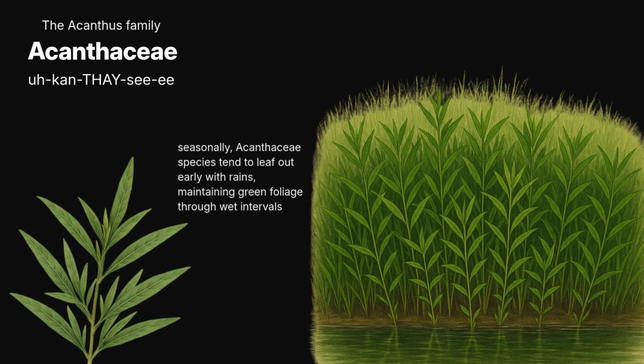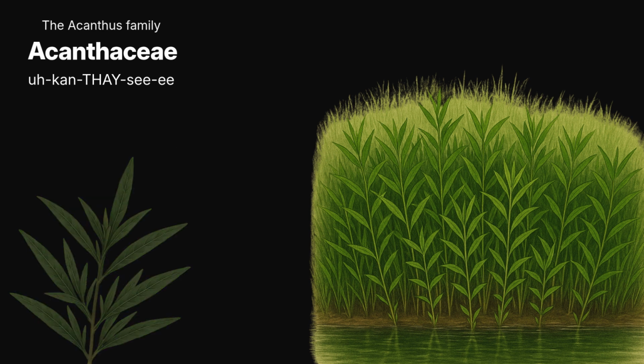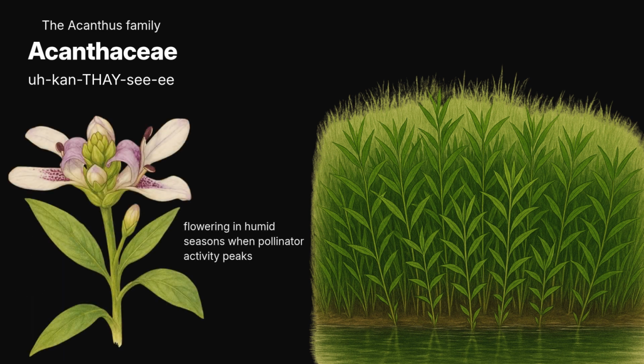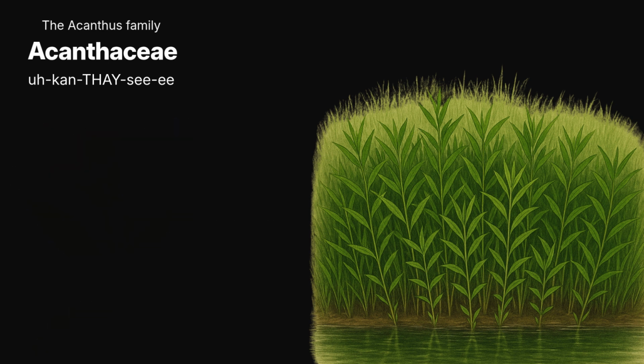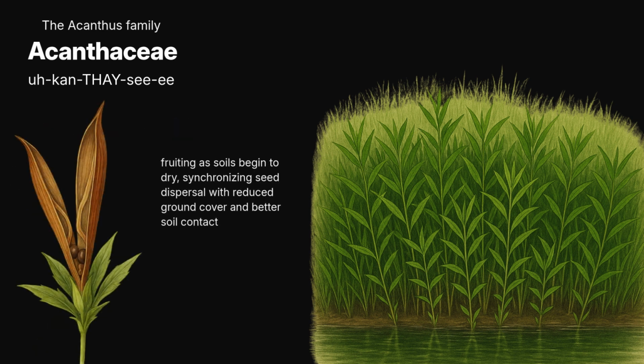Seasonally, Acanthaceae species tend to leaf out early with rains, maintaining green foliage through wet intervals, flowering in humid seasons when pollinator activity peaks, and fruiting as soils begin to dry, synchronizing seed dispersal with reduced ground cover and better soil contact.